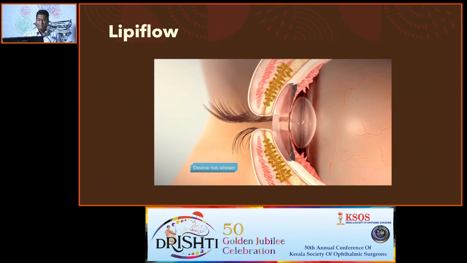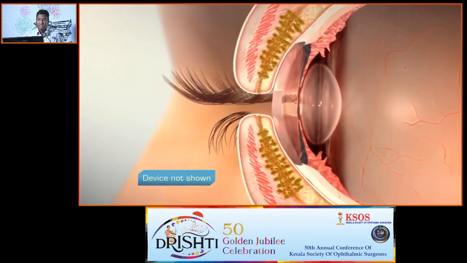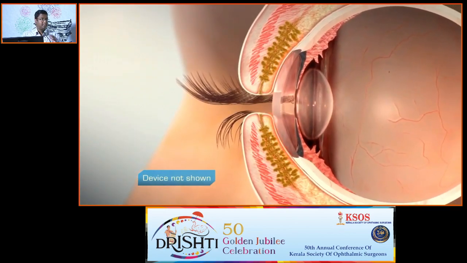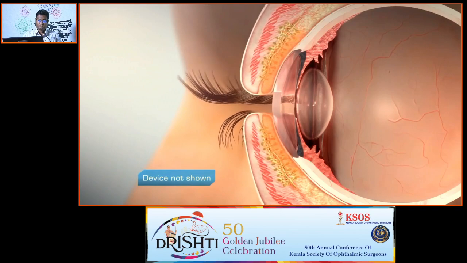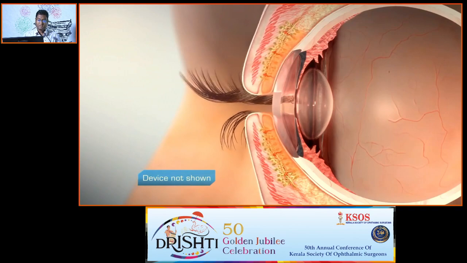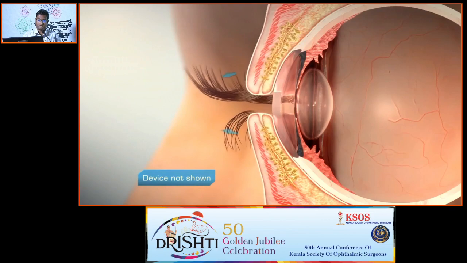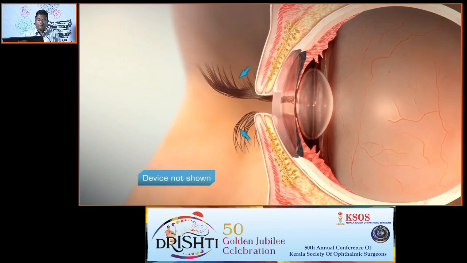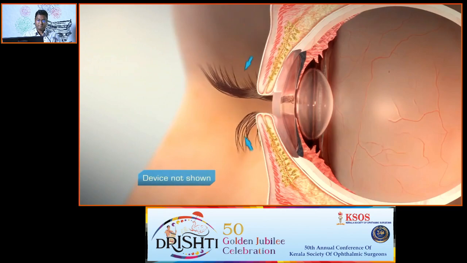So next is the LipiFlow. This is the animation of the LipiFlow. So the advantage with LipiFlow is it also acts in the inner part of the lid, creating compressions and heat, and thus expressing out the stuck meibum that is there inside the acini and the glands. So that is the LipiFlow in action, where it creates that pulsatile motion along with the heat. It's more like your warm compresses along with massage.